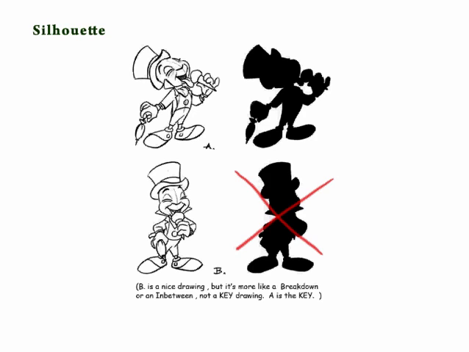Silhouette. As you can see in this picture, there are two files, A and B. B is a nice drawing, but it is more like a breakdown or in-between. It's not a key drawing. With this attitude, I don't know actually what is happening with his hand. But when you see A, it is more like a key drawing.